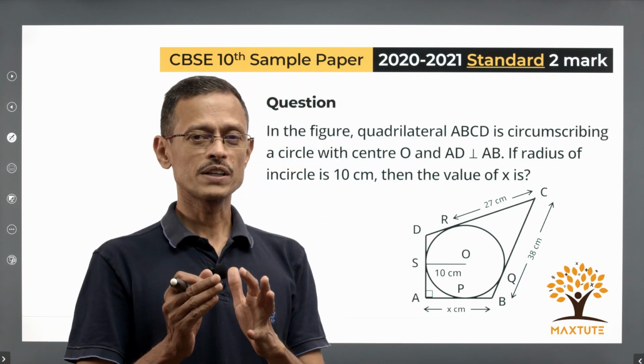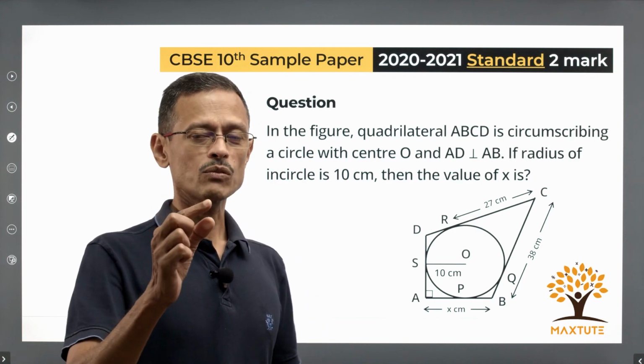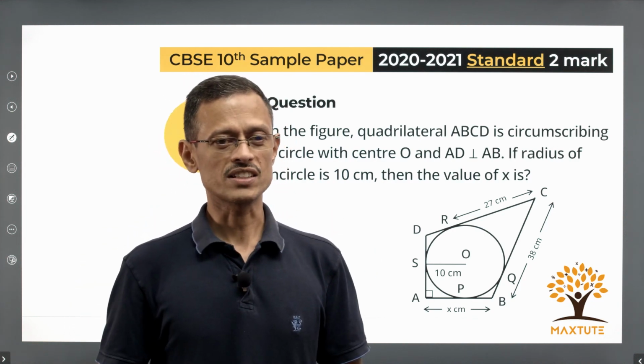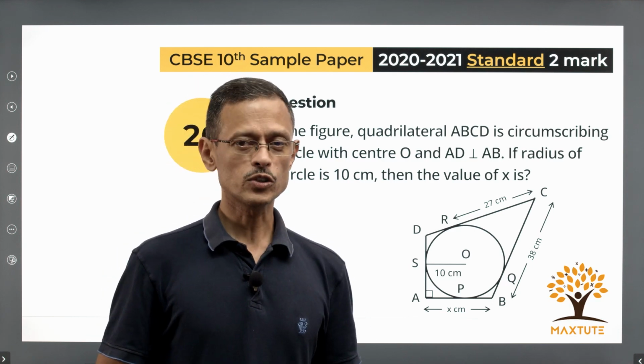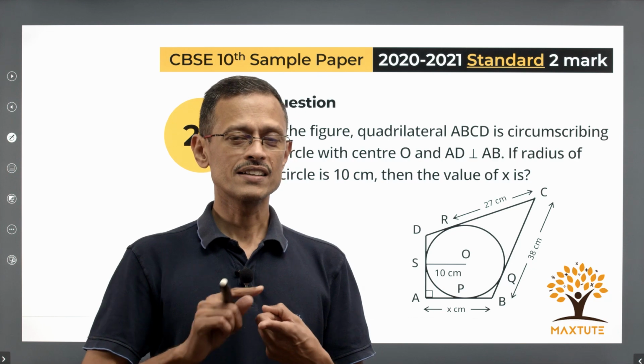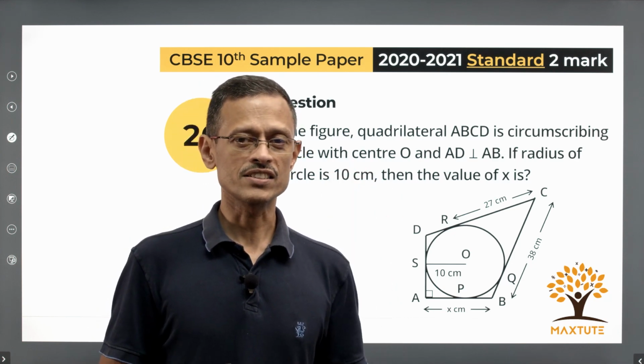We are going to be looking at properties of tangents and circles in this question. A slightly more difficult question than what one would have expected for a 2-mark question. Ideally, this should have probably been a 3-mark question. To solve this question, we are going to be using 2 properties. The first property is that the radius and the tangent will be perpendicular to each other at the place where the tangent touches the circle.